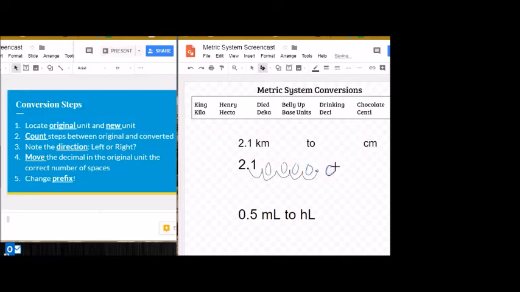So we want to change this to centimeters. So we no longer are using the kilometers. Where'd my M go? There we go. So our new answer should be 210,000 centimeters.